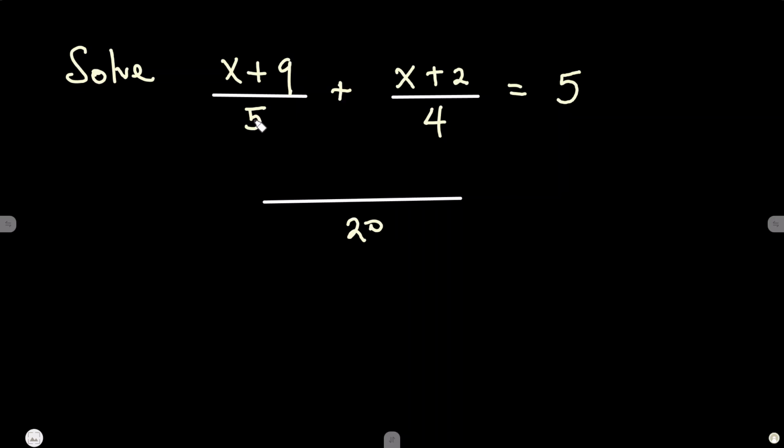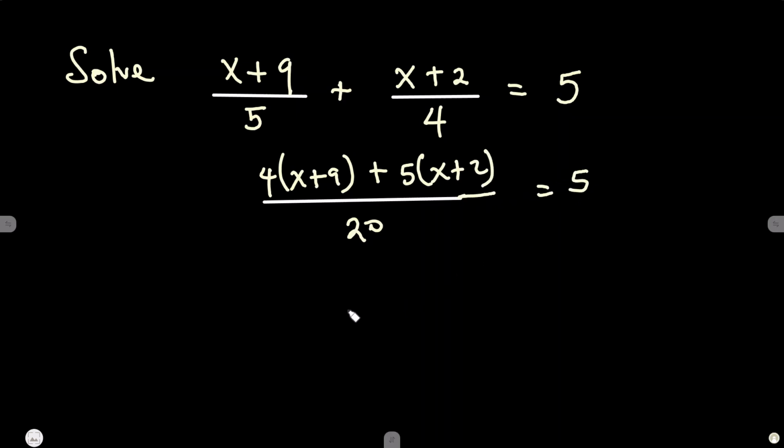and then of course you do 20 divided by 5 is 4, and 4 will multiply the top of the fraction, that's 4(x + 9), plus 20 divided by 4 is 5, and 5 will multiply the top, that's 5(x + 2), and that equals 5.